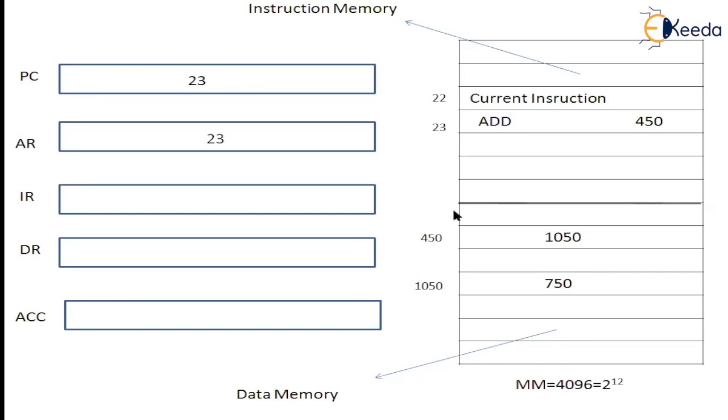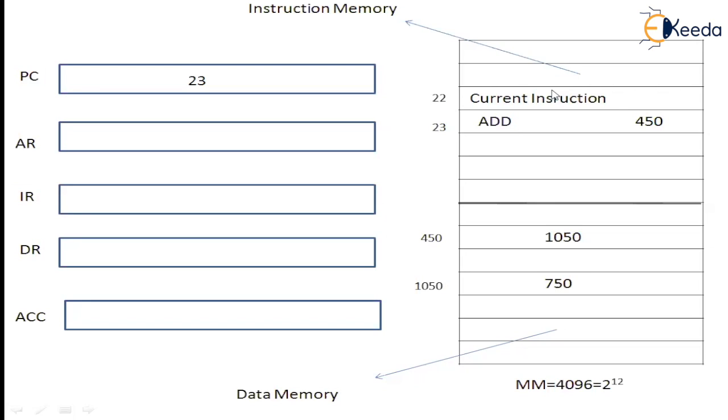Now, I want to execute one instruction. Let us look at this. The current instruction that is being executed by the CPU is the 22nd instruction, right? You know that the instruction that is getting executed right now is stored in the instruction register. The instruction register holds the current instruction.